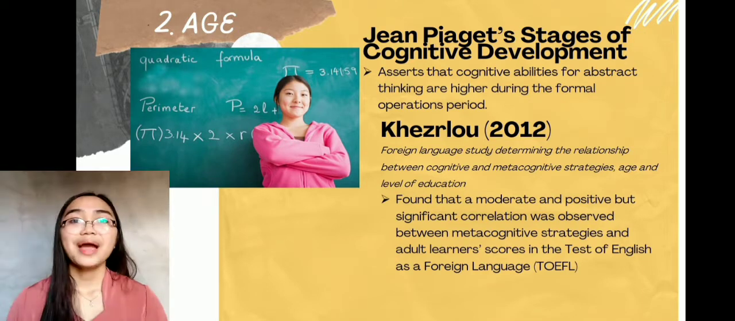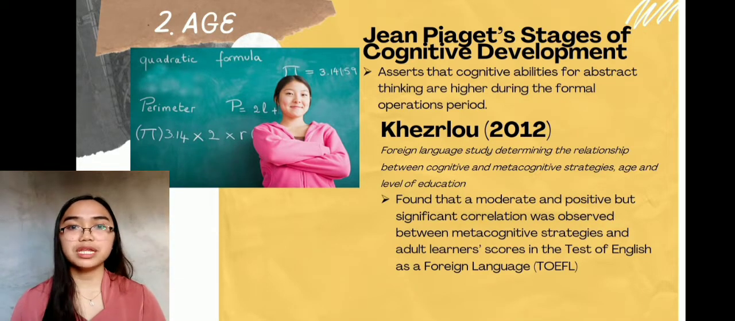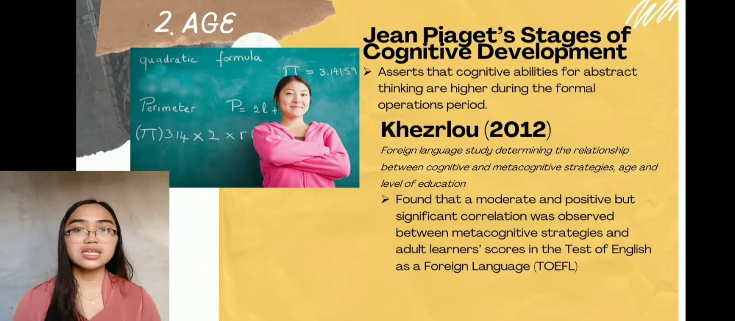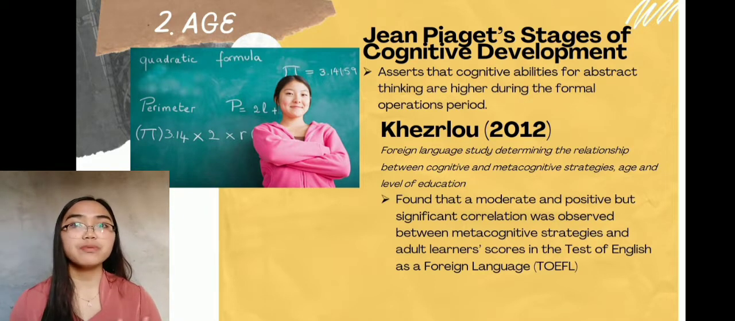Based on a foreign language study determining the relationship between cognitive and metacognitive strategies, age and level of education by Kyza L in 2012, there is a moderate and positive but significant correlation between metacognitive strategies and adult learners' scores in the test of English as a foreign language or TOEFL. This means that as we grow old and as our cognitive processes become sharper, we know how to apply these cognitive processes through the use of metacognitive processes that assist us in determining our performance in learning.